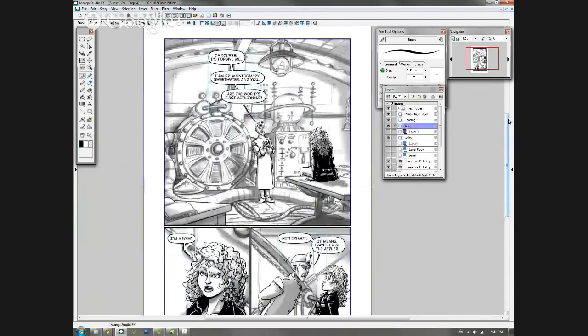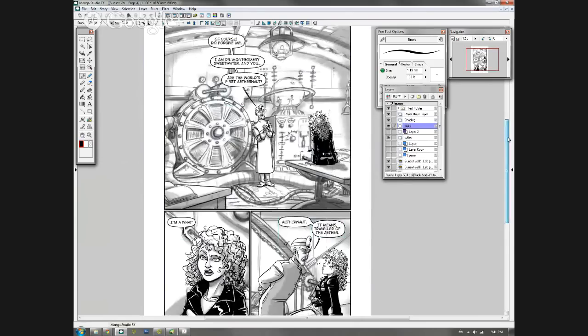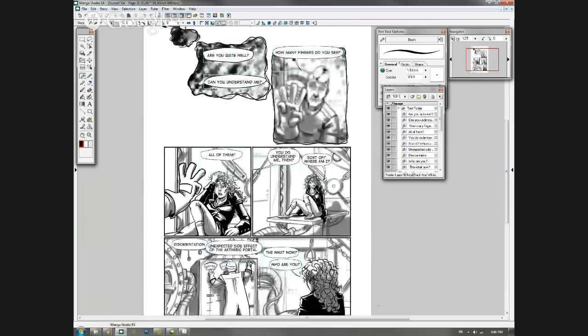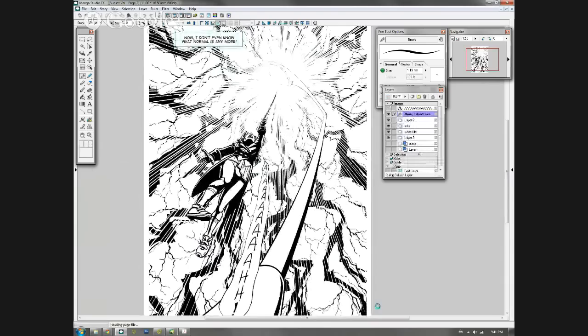These backgrounds are all drawn in pencil. So they were all drawn in pencil in order to be dropped underneath the characters. So, yeah.